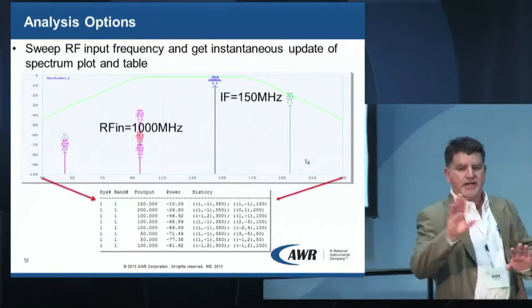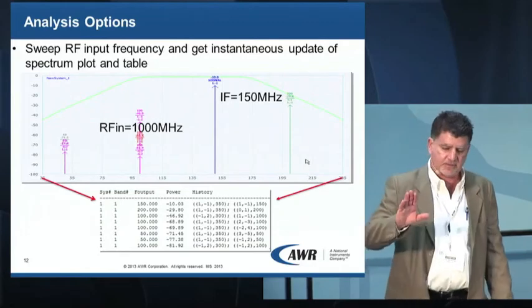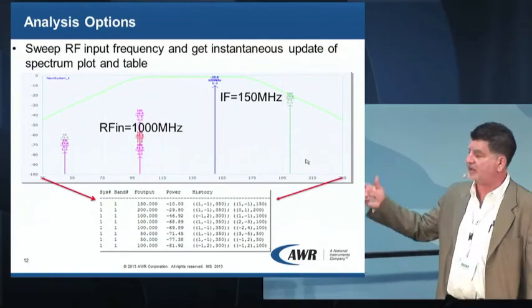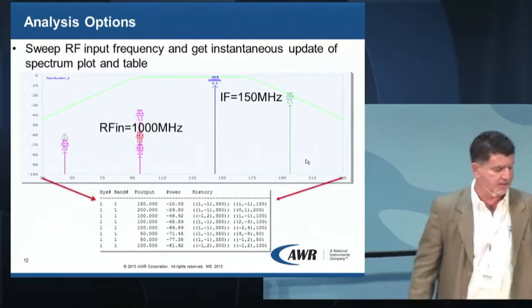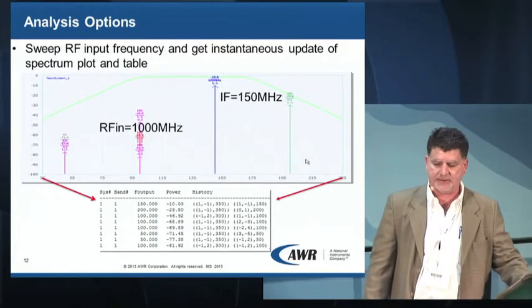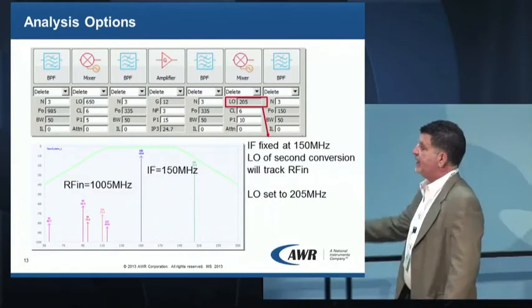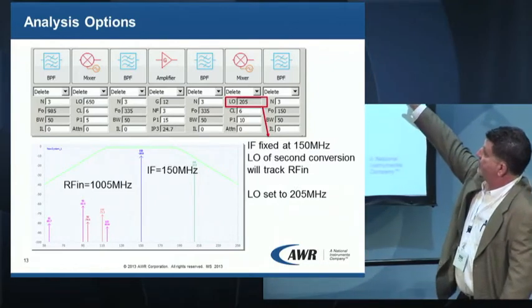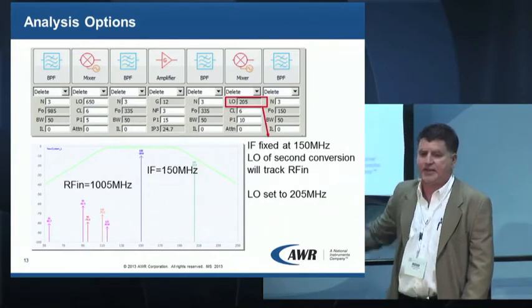So RF sweeping and the LO is fixed at 650 megahertz. So that's 150 megahertz, I'm sorry. So one way of looking at things: sweep RF, look at the products generated as you have the LO fixed. Or we can indicate to the tool, let's keep the IF at 150 megahertz. The LO of the last conversion will change as I switch the RF.